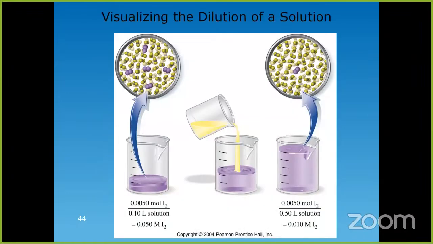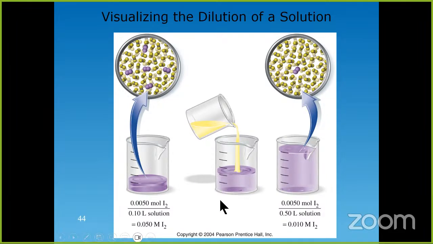Okay, so as I said before, this is what happens. You're adding solvent to the solution, and the example here is a solution of iodine, right? So the initial concentration of the solution is 0.050 M. The initial moles is given here, 0.0050, and the initial volume is 0.10 liters, right? And this is just a picture representing what happens at the microscopic level in terms of the relative amounts of solute molecules to solvent molecules.